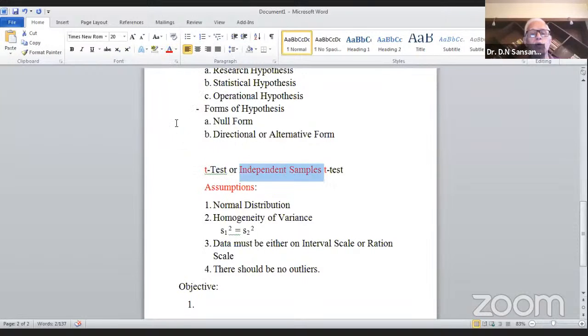If it is independent samples, then it is important that I must have two groups. And if I take a situation like this, suppose I take one variable as gender, and if I take gender as a variable, then there are two levels. One is called male and another is called female. So male and female are the two levels of gender.